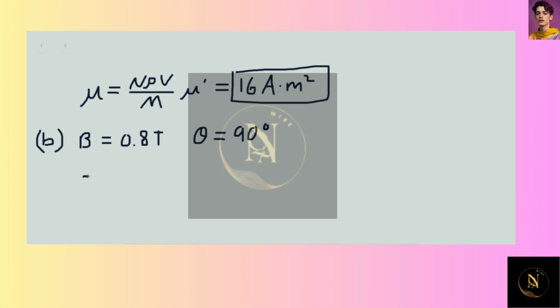So then the torque, tau, is going to be equal to the magnetic moment, mu, which we just found, times the strength of the magnetic field, B, times the sine of the angle that it makes, theta. Well, the sine of 90 degrees is simply 1, so this ends up being mu times B, or 13 newtons times meter. And we can box that in as the solution for part B in the final part of our question.